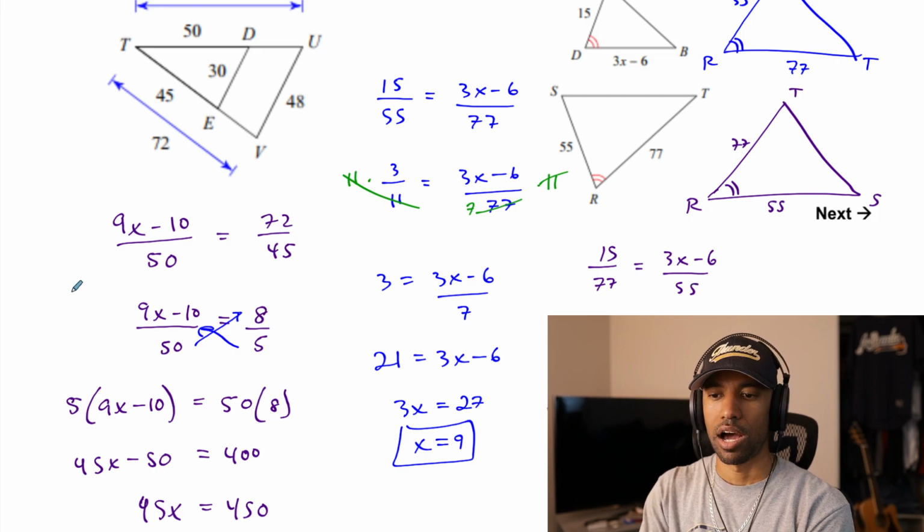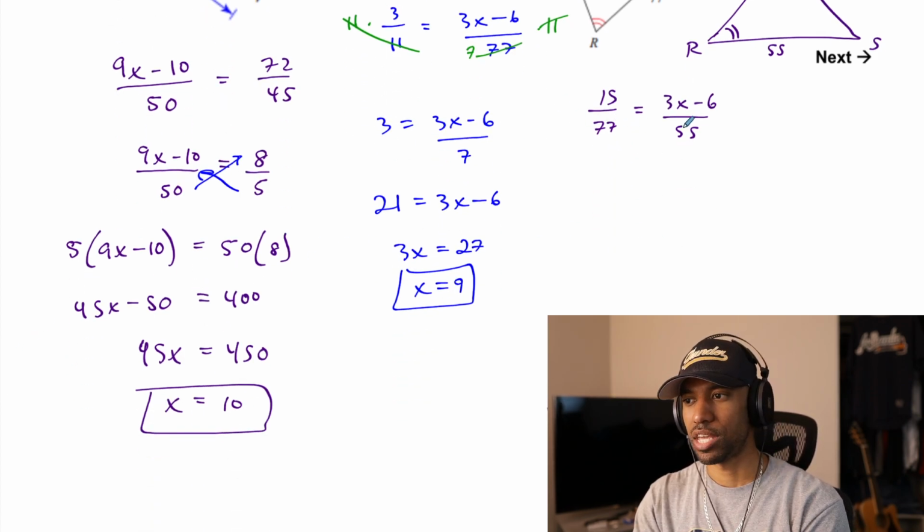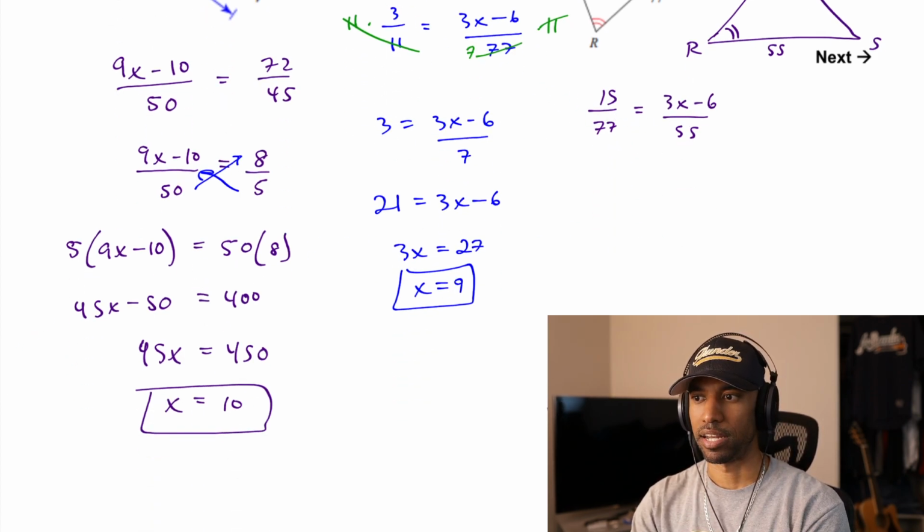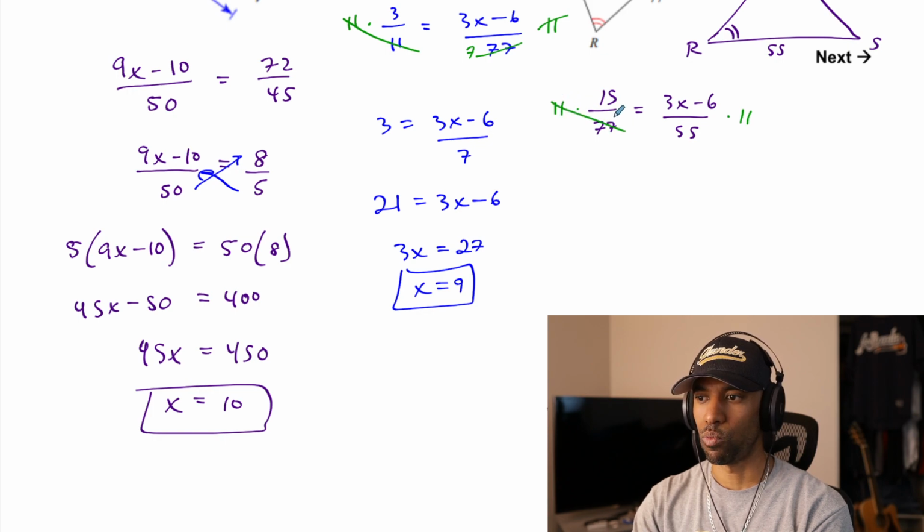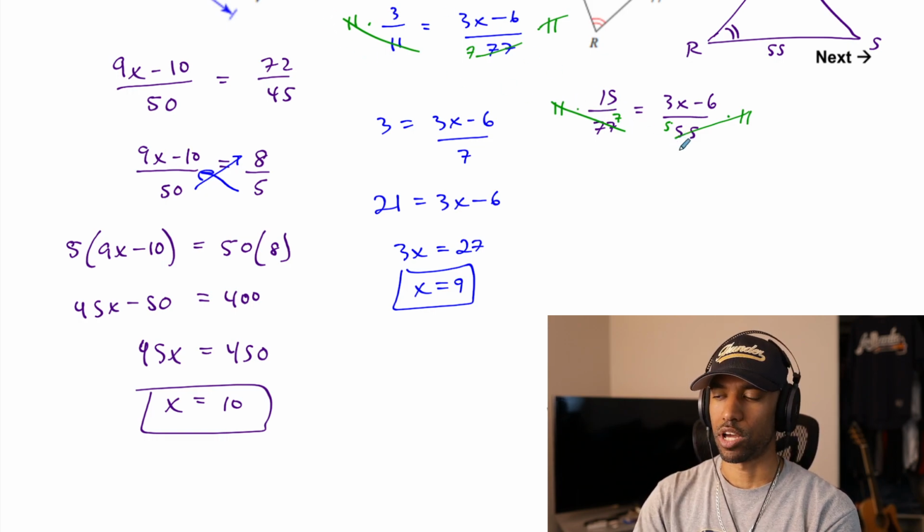Okay, well, the 55 and 77, if I multiply by 11 here, I will get 1/7 here, and here I'll get 1/5. Those numbers got a little smaller. That's good. Now let's go ahead and do the cross multiplication.